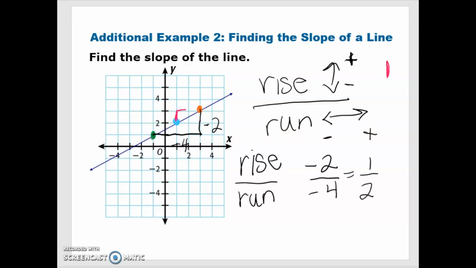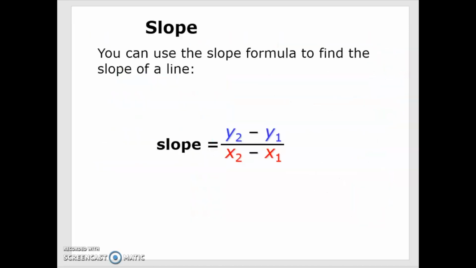My run would be 1, 2 in the positive direction. So we can see that we're still ending up with the same ratio in simplest form. So again, rise over run is really effective when we have a picture of the line already. Although, a lot of times we do not have a picture of the line. What we have are just points. And that's when we want to use our slope formula.